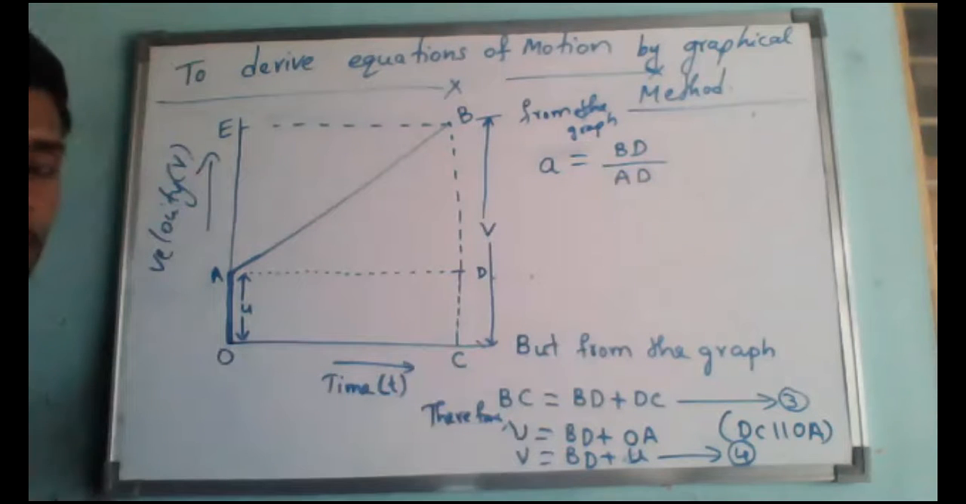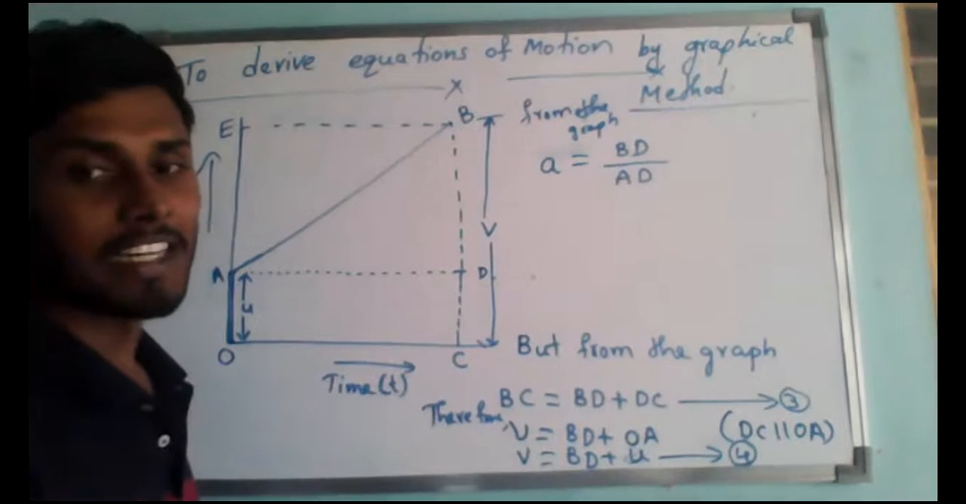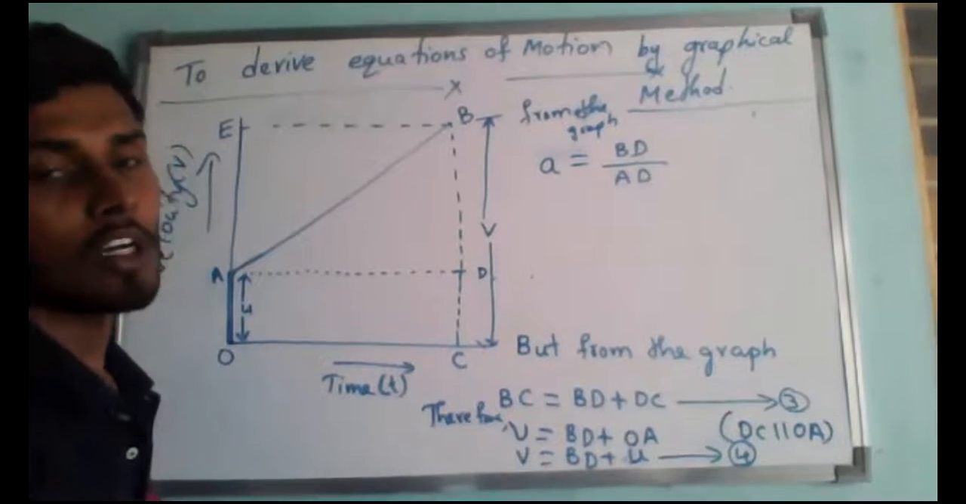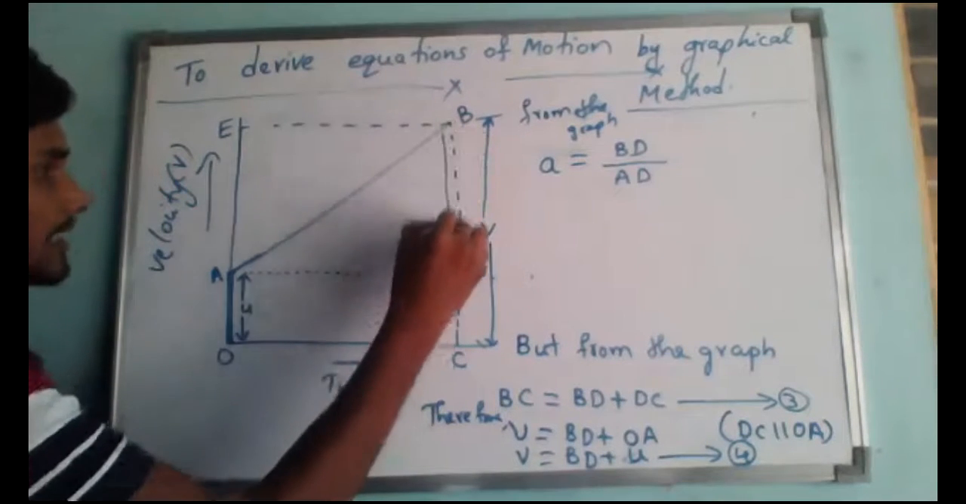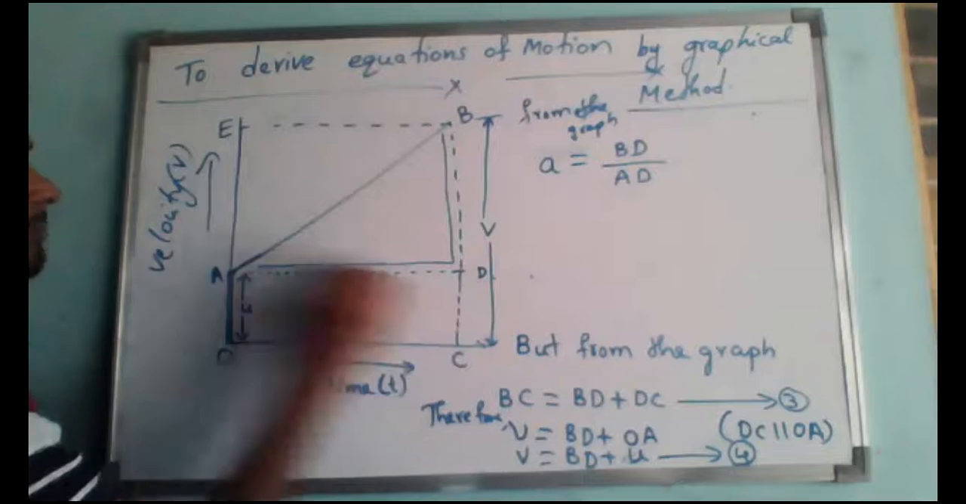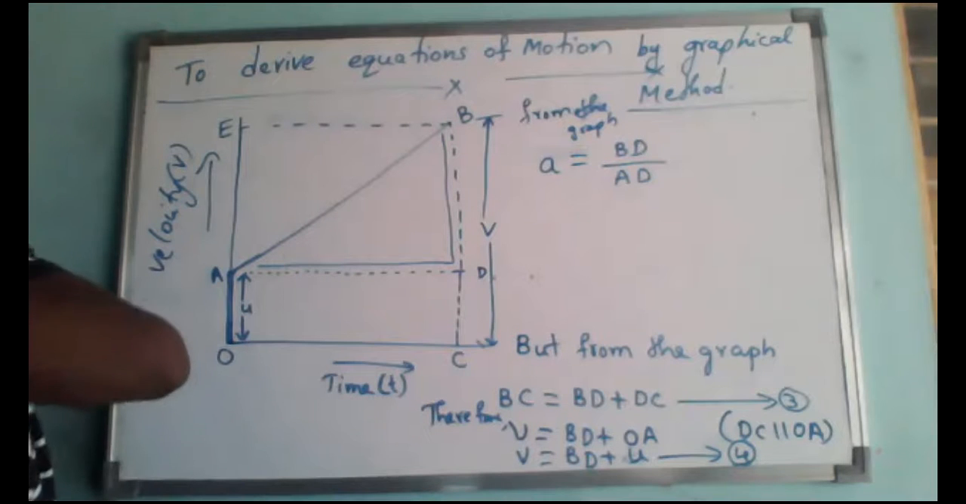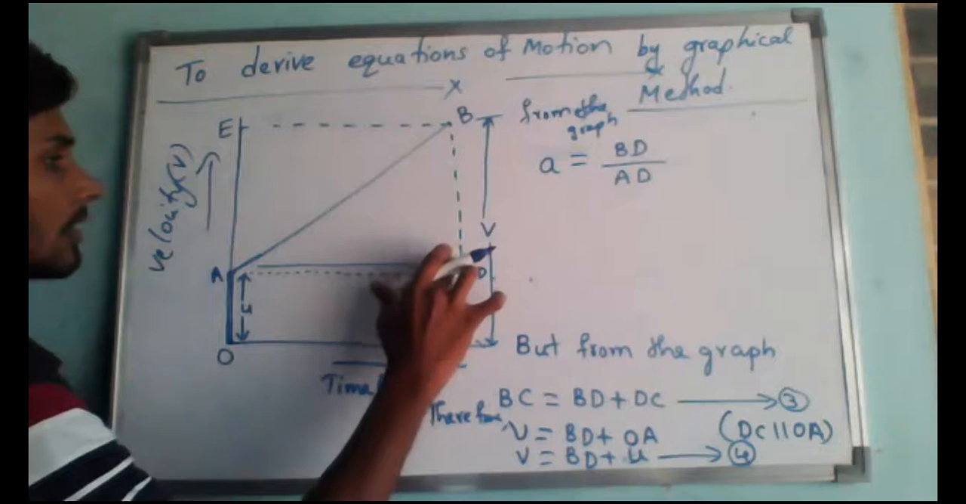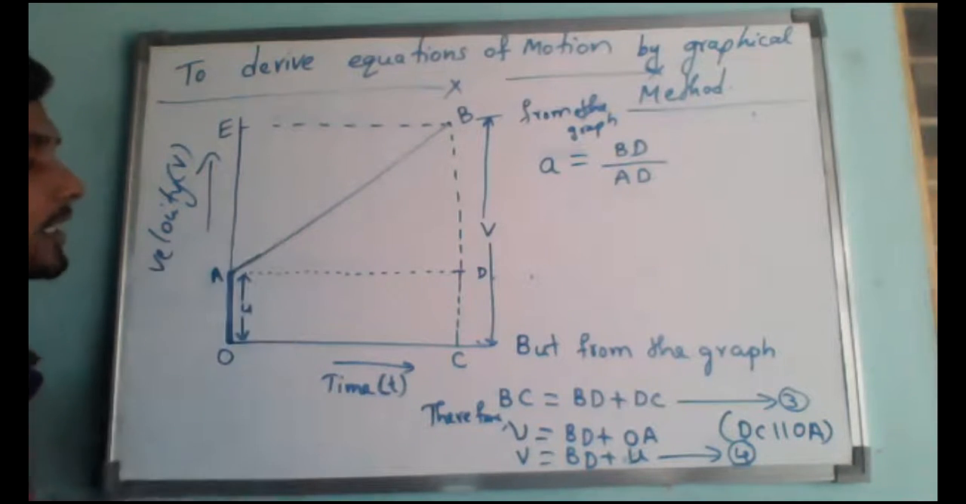Is it yes or no? BD divided by AD. Will you accept it? All of you? Yes, sir. This is called the slope, correct? This side divided by this side is the slope of that graph. Is it yes or no? I have taught you, correct? Now, you observe very carefully.